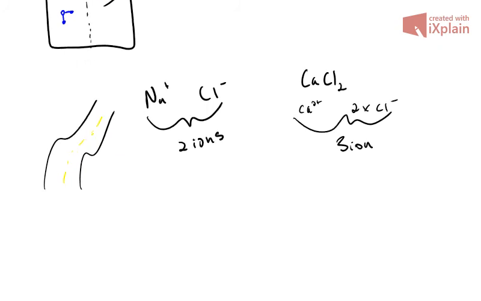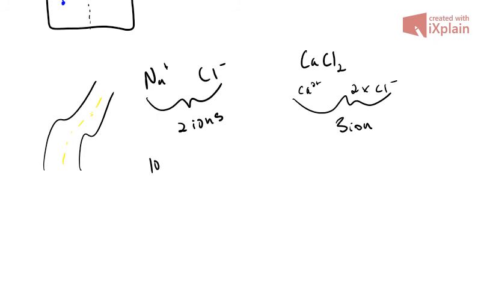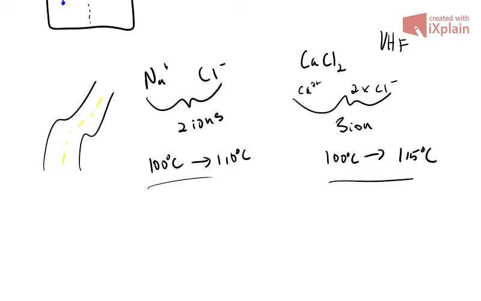Okay, so this would say increase. These are just arbitrary numbers I'm coming up with off the top of my head. The boiling point would increase from 100 degrees Celsius to like 110 maybe for NaCl, but for CaCl2 it would increase from like 100 degrees Celsius to 115 degrees Celsius. So the more ions that you're adding, the higher the Van't Hoff factor, the larger the impact is going to be on the colligative properties.